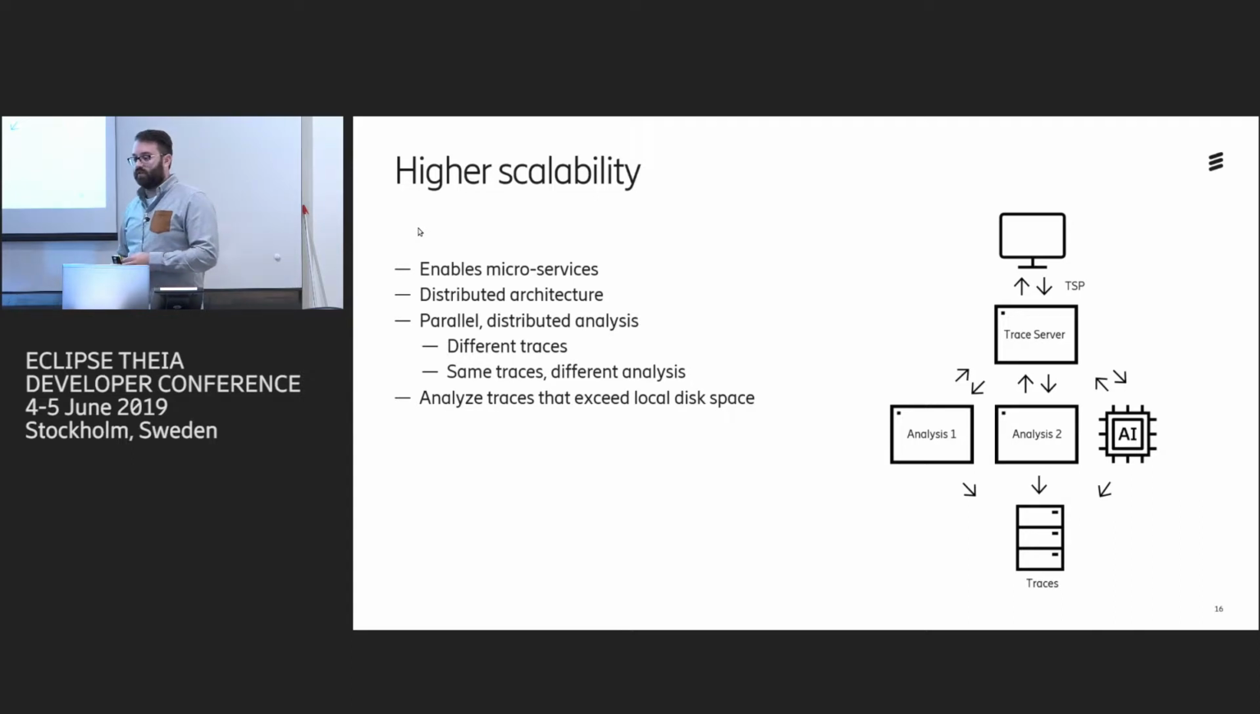And also higher scalability. It enables microservice, distributed architecture, also parallel analysis. That's cool because sometimes, as I said, the analysis can be quite long. So you can distribute that and perform the analysis on different traces or on the same traces, but with different analysis modules. You can even throw AI in that to find outliers in your traces. And also you can analyze traces that exceed local disk space, since traces can be very huge.